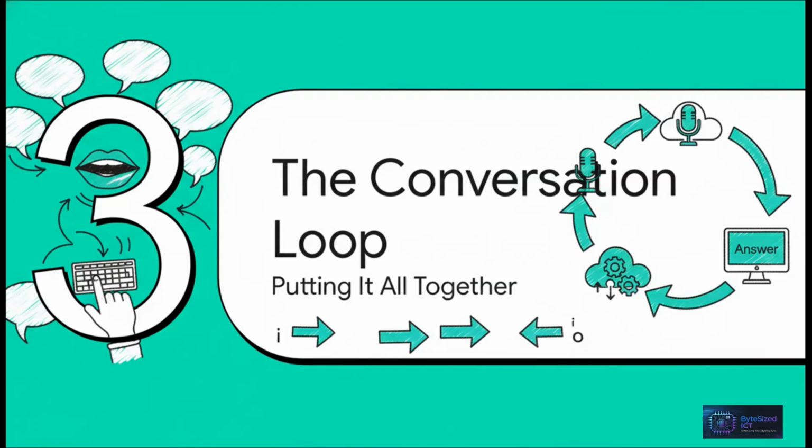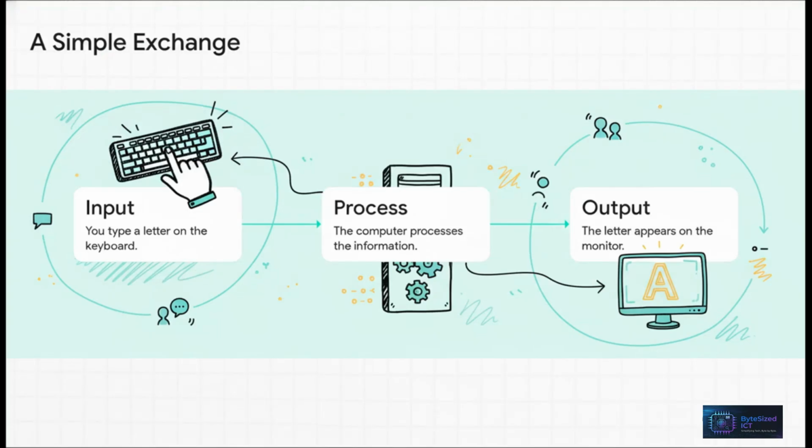Okay, so we have your side of the conversation, that's input, and we have the computer side, that's output. So now, let's put it all together and see how this whole loop actually works in real time. Let's take the absolute simplest action you can think of, typing the letter A. You press the key, boom, that's the input. That signal zips over to the computer's brain, which instantly understands what you want. And then, not even a blink of an eye later, the letter A pops up on your screen. That's the output. See? Input, process, output. You spoke, the machine thought, and it answered back. That's the whole shebang, right there.